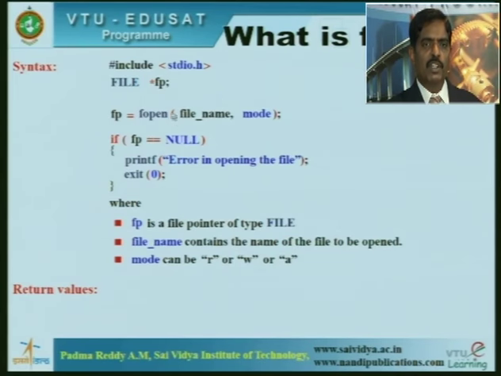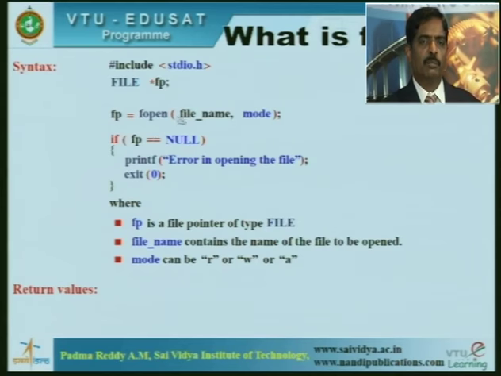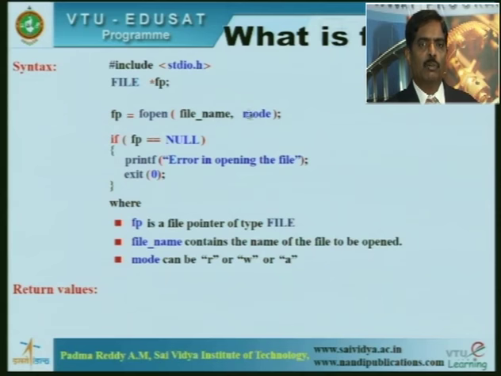Now, what does the function fopen return? As I already said, if there is any problem in reading the file, the file may not be there, or you are opening the file in, say, W mode (write mode) but the file may be read only. In that case also, the function fopen returns null. Otherwise, fp points to the beginning of the opened file.